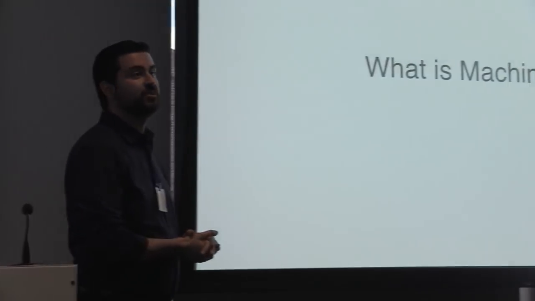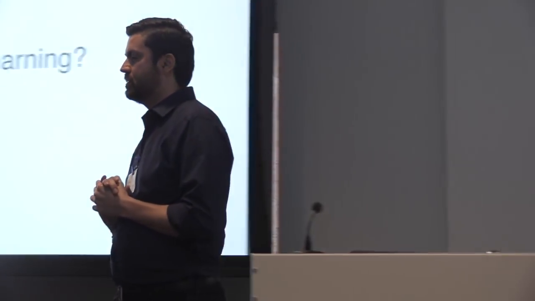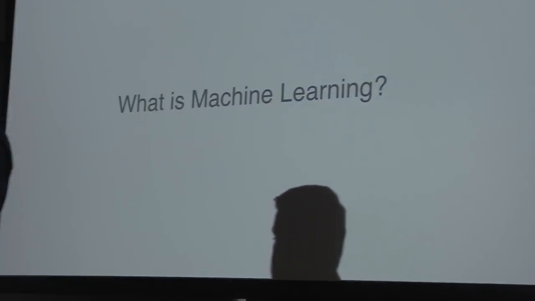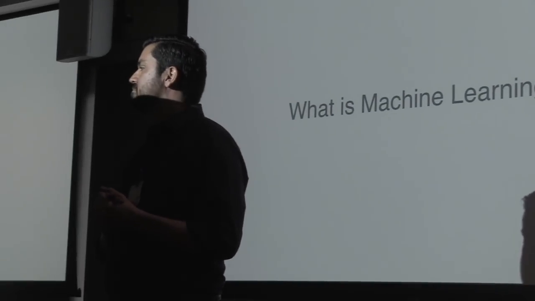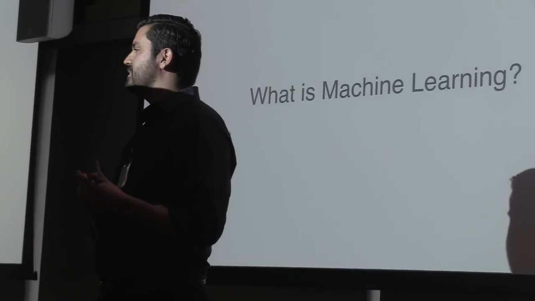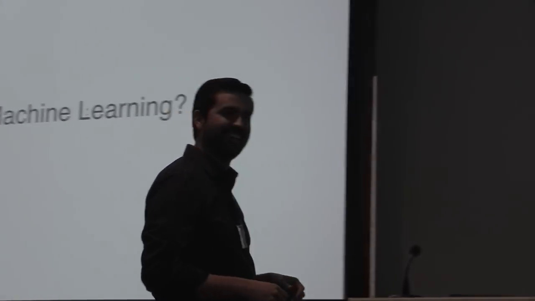Parameter optimization. Yes, that's very good. Definitely you have some parameters and you want to find the best possible parameters. Any more pedestrian answer? Yes? It's an area of computer science that deals with how to get a machine to generalize. Exactly. Cool. We have an audience of experts.